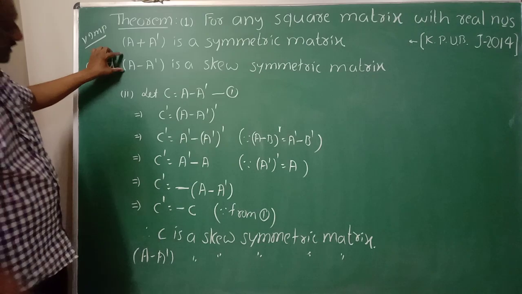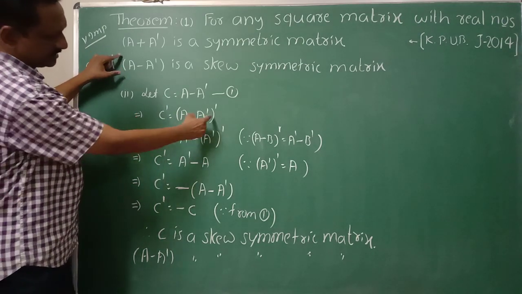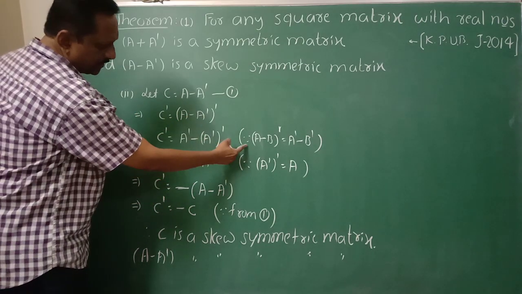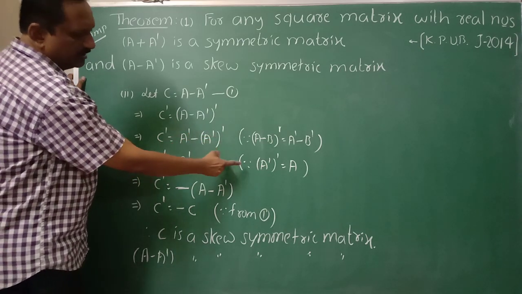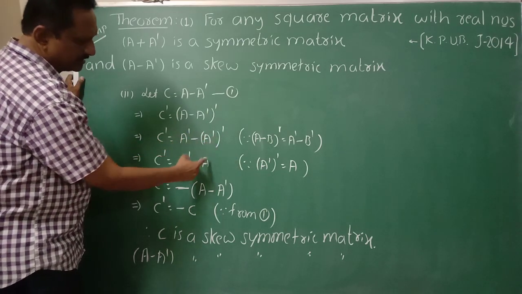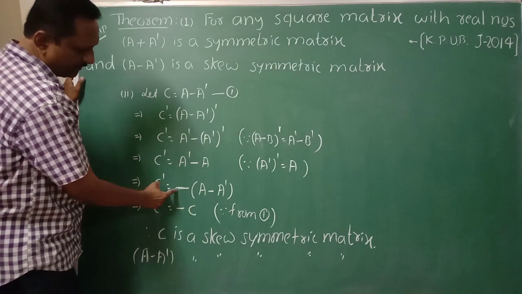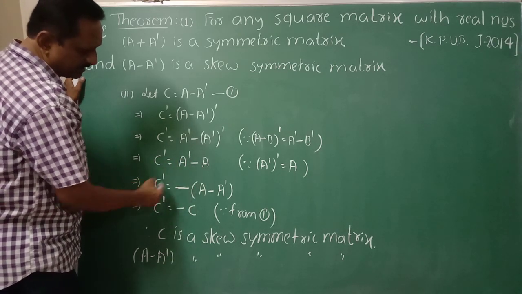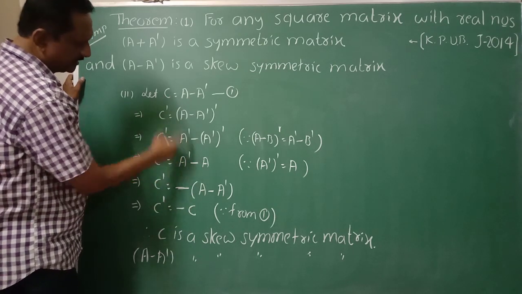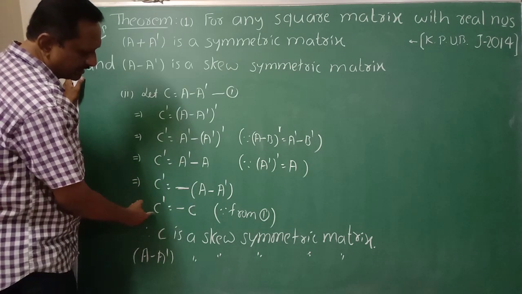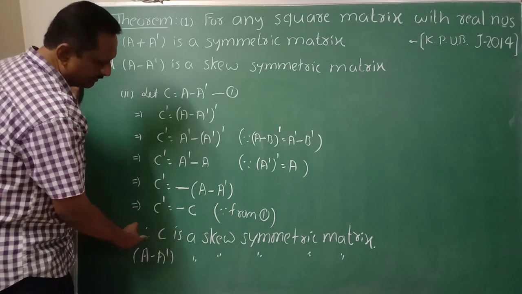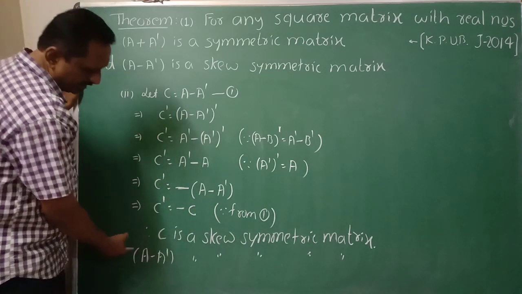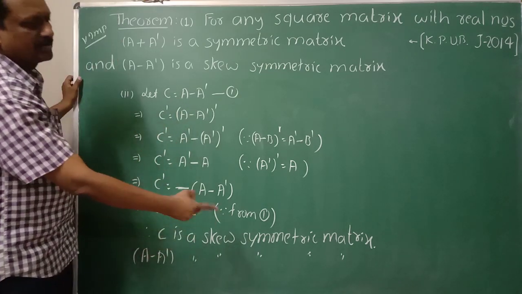Consider this one as C. Taking its transpose, use this property: write A dash minus (A dash) dash. Take a minus common factor. Then A minus A dash, and A minus A dash is C. So C dash equal to minus C. By definition C is a skew symmetric matrix. But C is A minus A dash. Hence A minus A dash is a skew symmetric matrix.